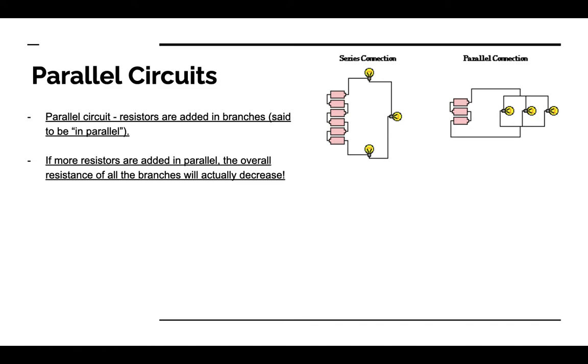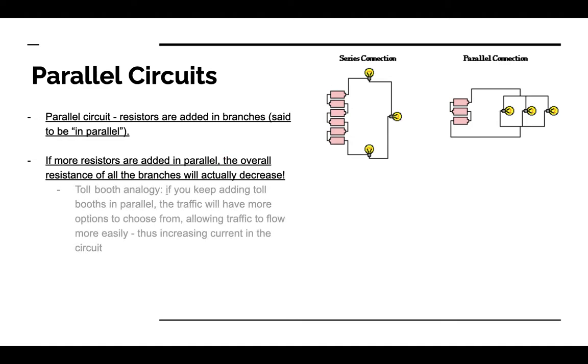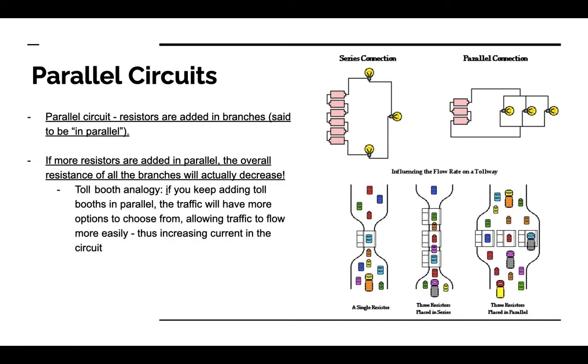One interesting thing about parallel circuits is that in contrast to series circuits, in parallel circuits, if you add more resistors in parallel, the overall resistance of the branches and the overall resistance of the circuit will actually decrease. So how does this make any sense? Why would adding more resistors in parallel decrease the overall resistance of the circuit? To think about this, we need to think about it from the perspective of, again, a roadway like we talked about.